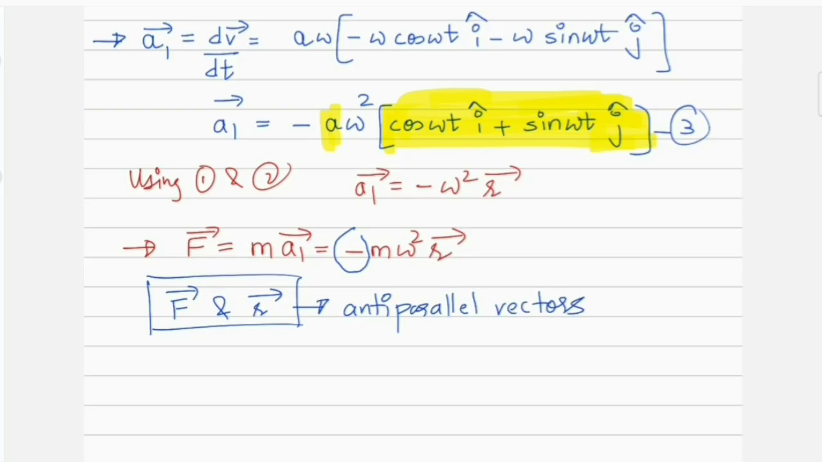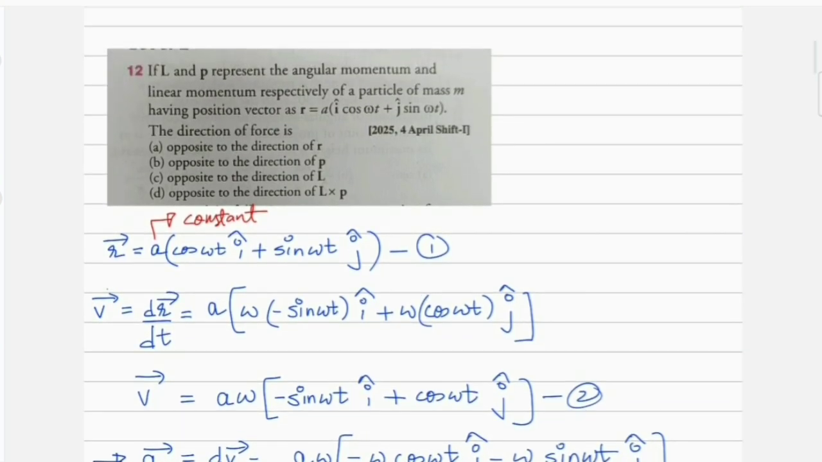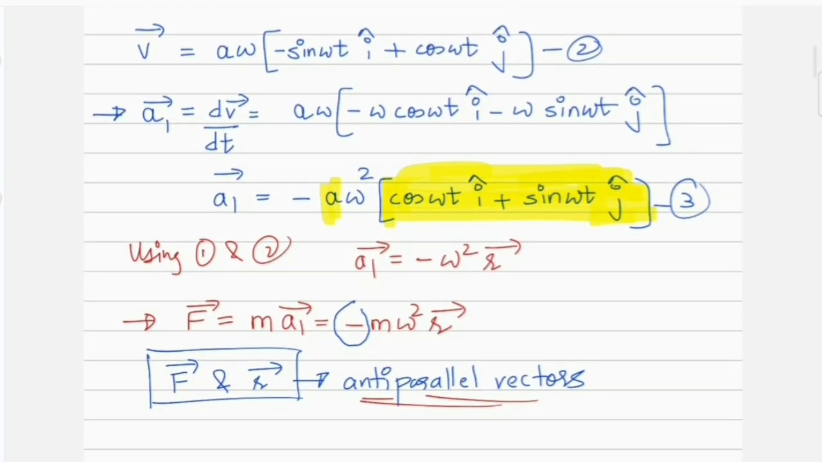That means, students, the angle between force and position vector will be 180 degrees. So that means your answer should be option A, students. The direction of force is opposite to that of the direction of r vector. Alright, completed.